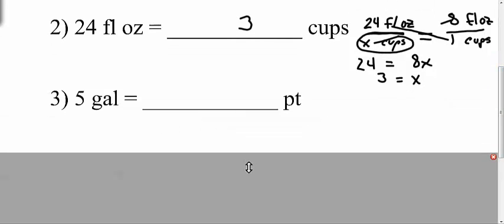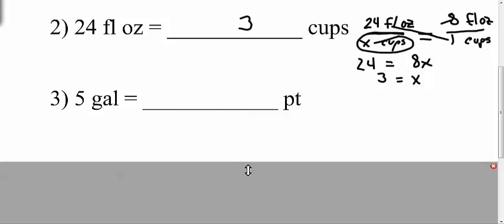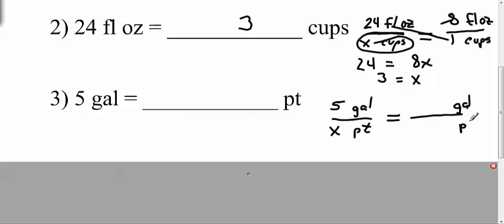In problem 3, we're given 5 gallons and we want to know how many pints that is. So again, in this method of solving, the proportion method, we put the problem situation, 5 gallons is equal to X pints. And on the right hand side, we have to keep the units in the same order, gallons in the numerator, pints in the denominator.